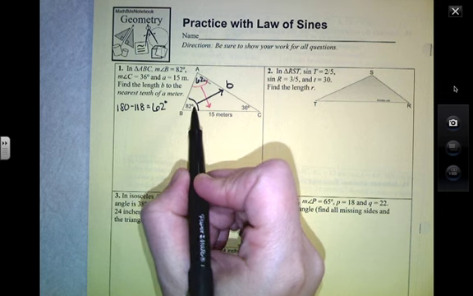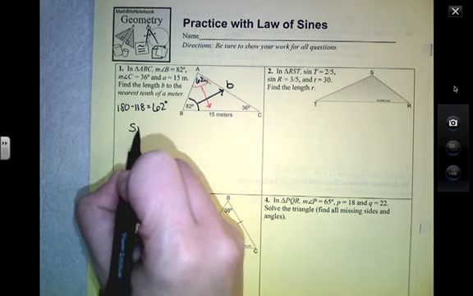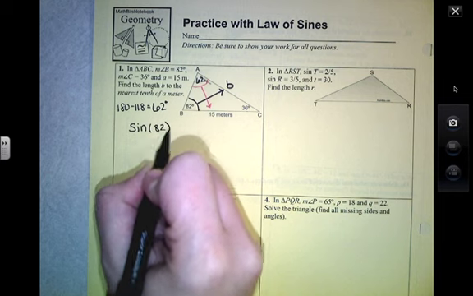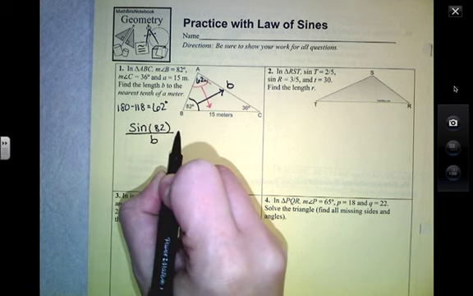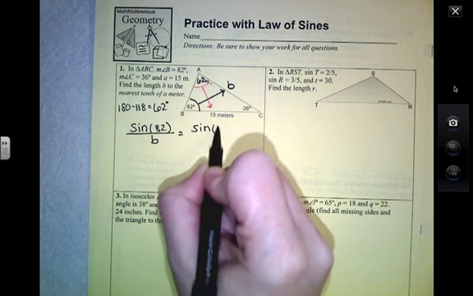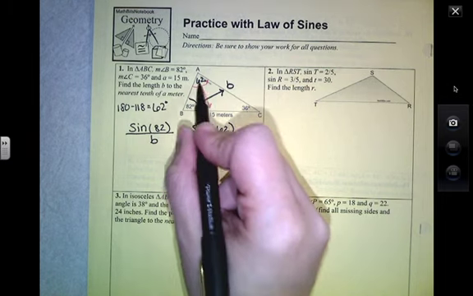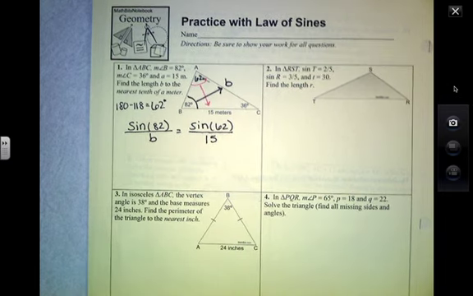Okay, so now angle A is across from side A, and I can set up my proportion with these two angles. So I'm going to say that the sine of 82 over B, notice those are opposite each other, equals the sine of 62 over 15. Again, the two that are opposite each other. Kind of color-coded that for you.